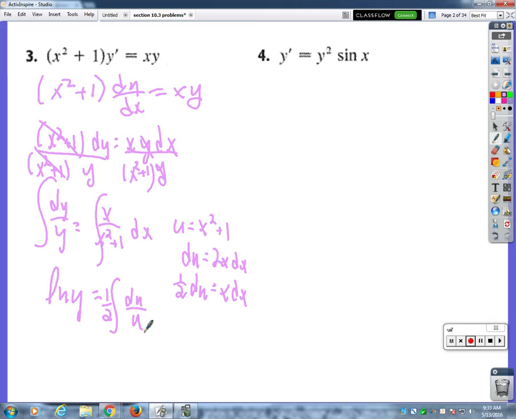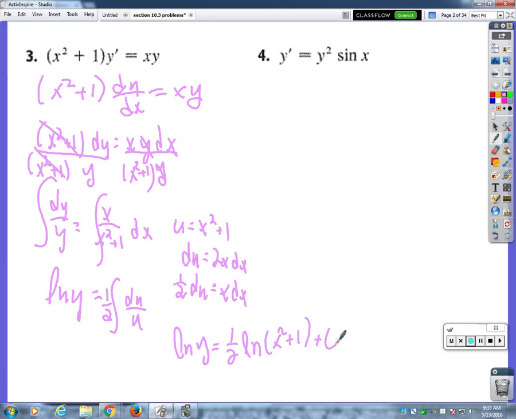So now I can do the antiderivative because I know the antiderivative of du over u is what? Natural log of u. So that's going to be the natural log of y equals 1/2 natural log of, but it's u, but I'm going to substitute it back in there because we're done with that. x squared plus 1 plus c. Really, you just have to put a plus c on the x side. Okay, we're not done though.